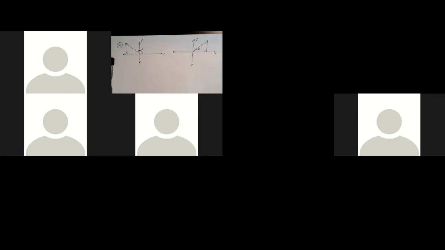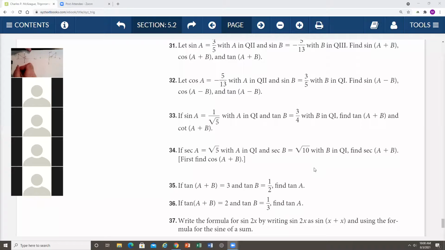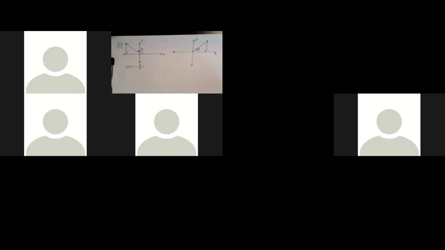Now, let's go back to our problem. It says the cosine of angle A is equal to negative 5/13. Ladies and gentlemen, we remember cosine is what ratio? It's the ratio of the x side over what? Hypotenuse, which is the radius up here, correct? This is your x side, this is your y side here, right? Labeling my sides. So the cosine is negative 5/13.